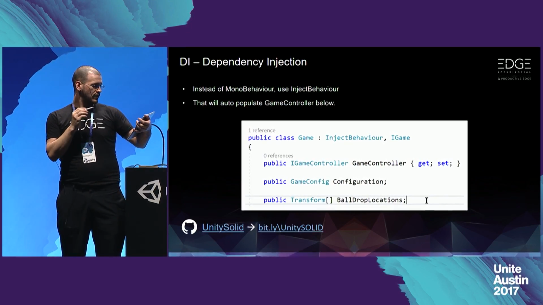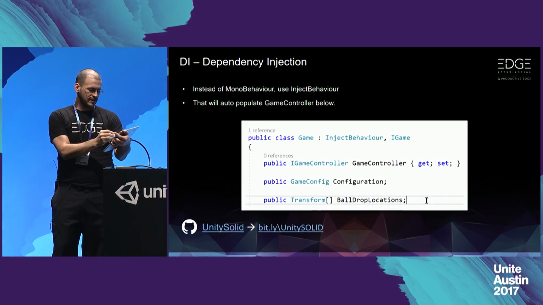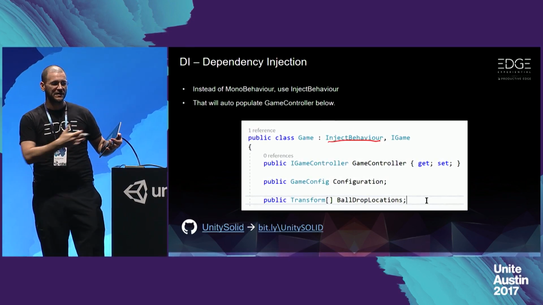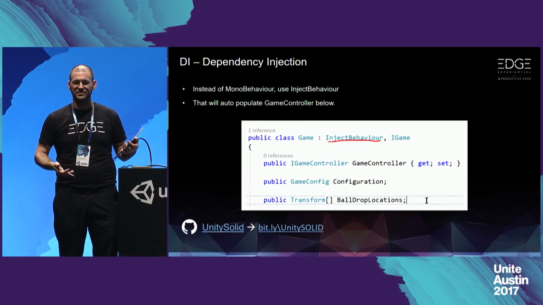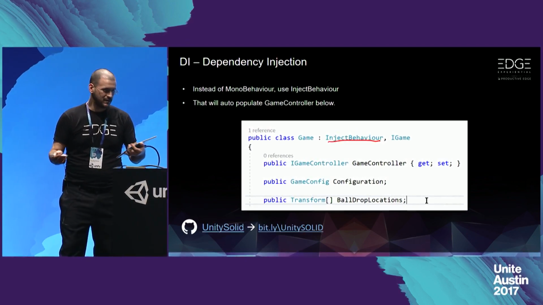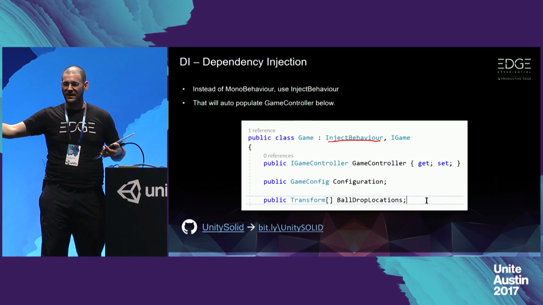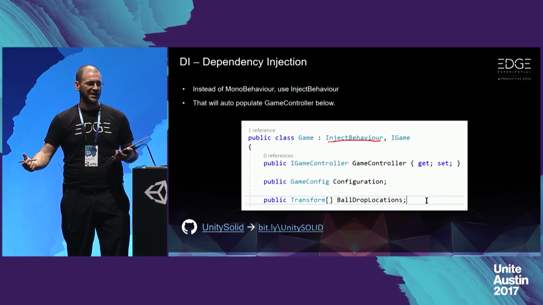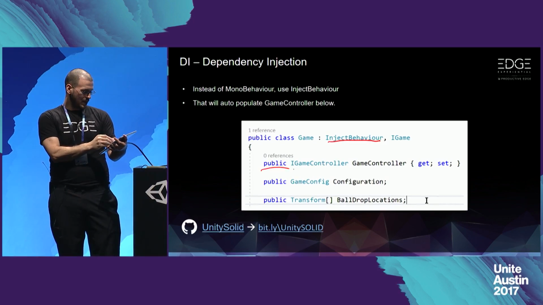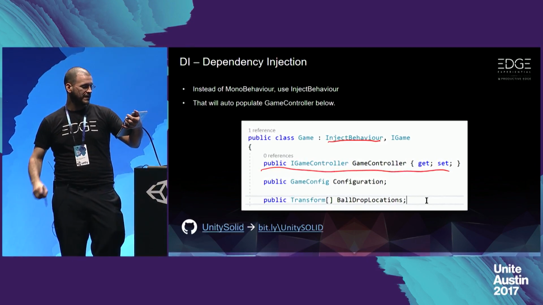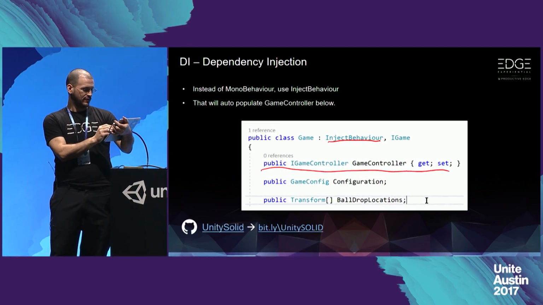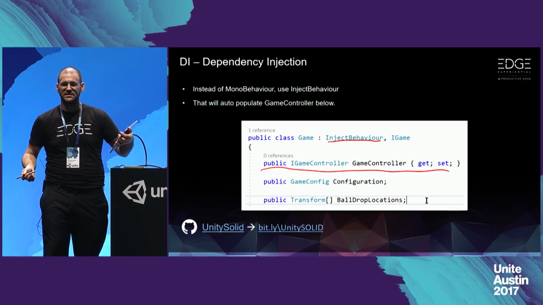Okay, so instead of MonoBehaviour, any class that we use uses InjectBehaviour. And you've got the source code for this, so it's actually just an abstract class that inherits from MonoBehaviour itself and then does its own steps to deal with the injection. So a couple things that stand out about it is we've got gameController in it, which is an IGameController, and we're setting that as get set.